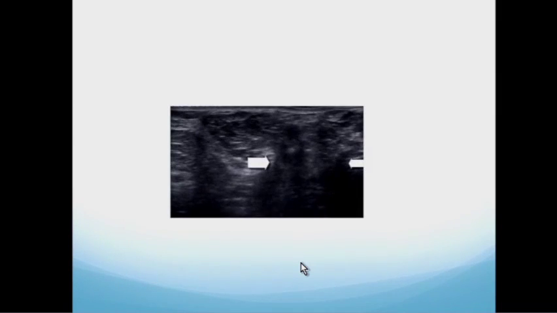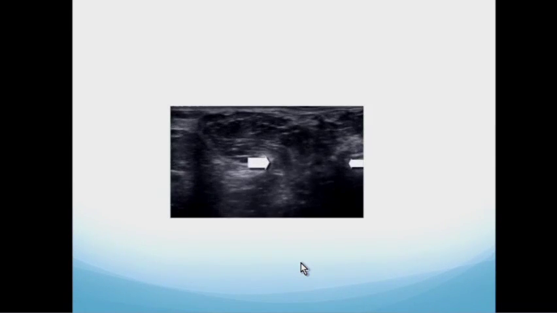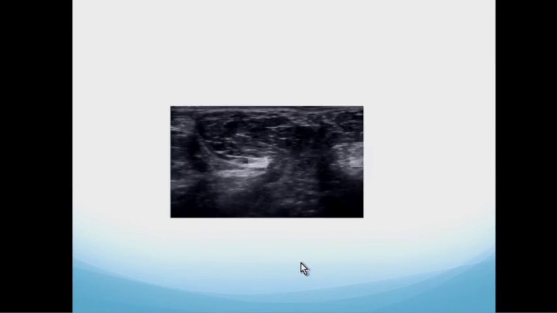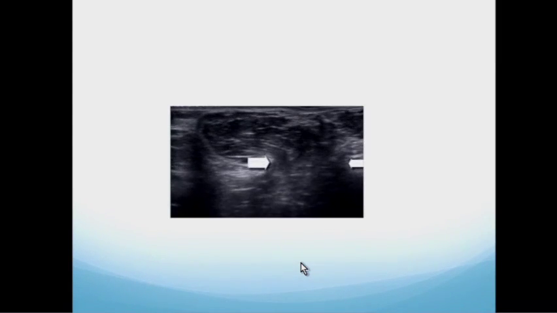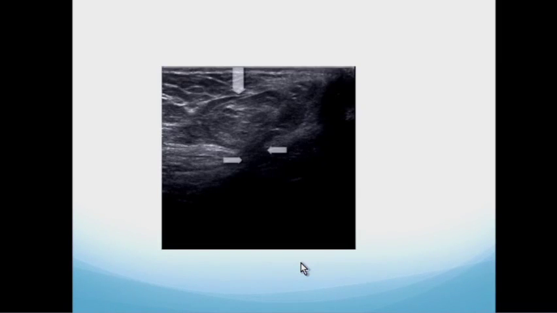This is an example of a non-reducing umbilical hernia. It's fat containing. You can see at the arrows the neck on the hernia and how the fat protrudes through the abdominal wall. This is another umbilical hernia with a very narrow neck and a wider sac, also non-reducible.